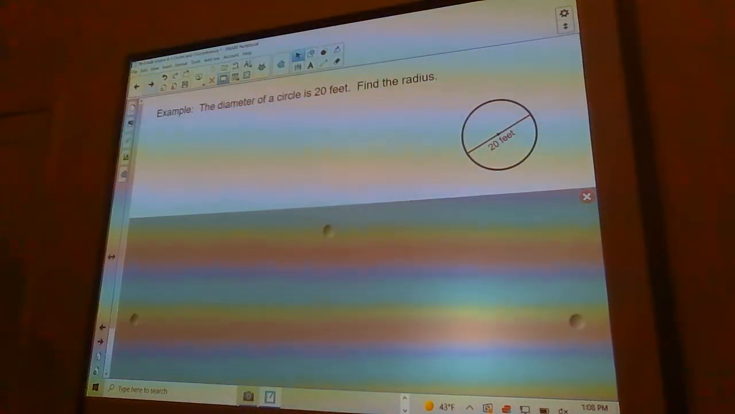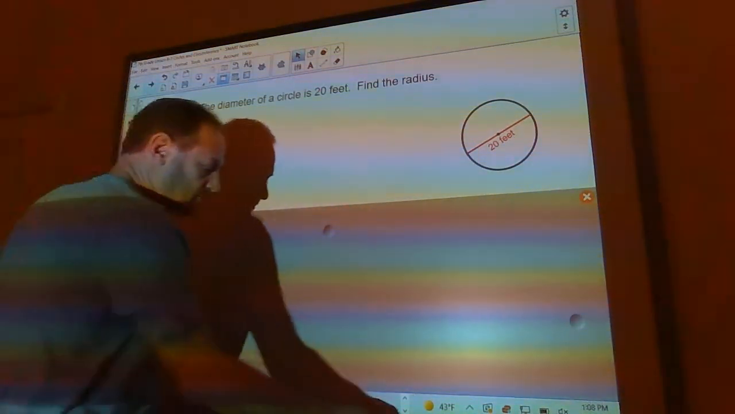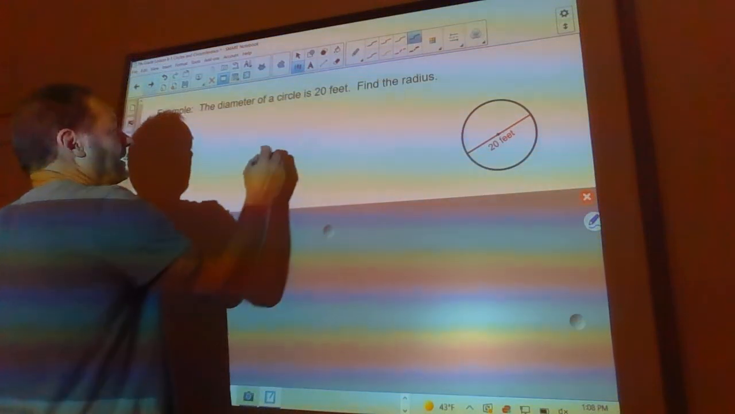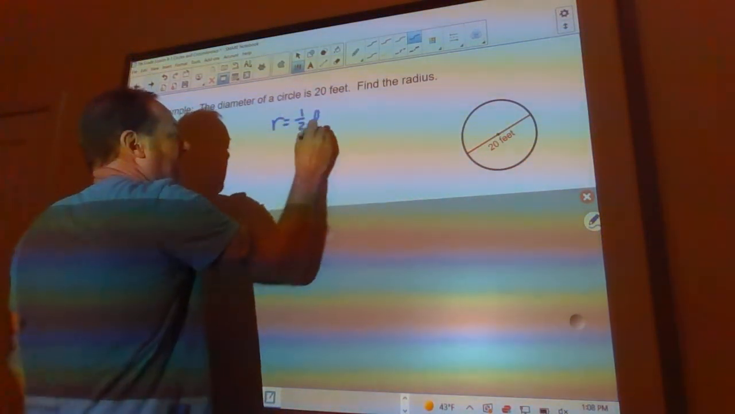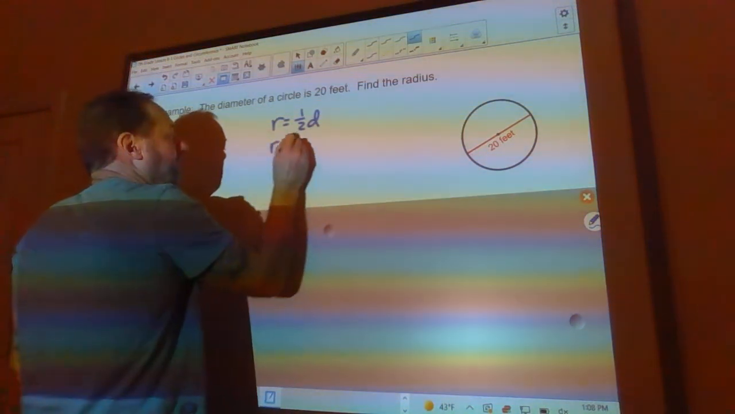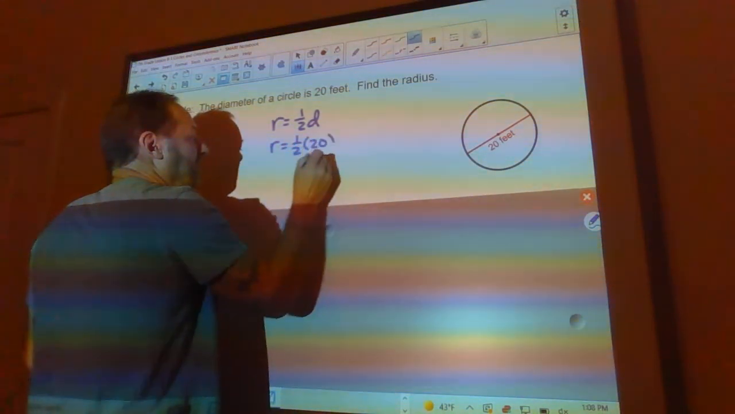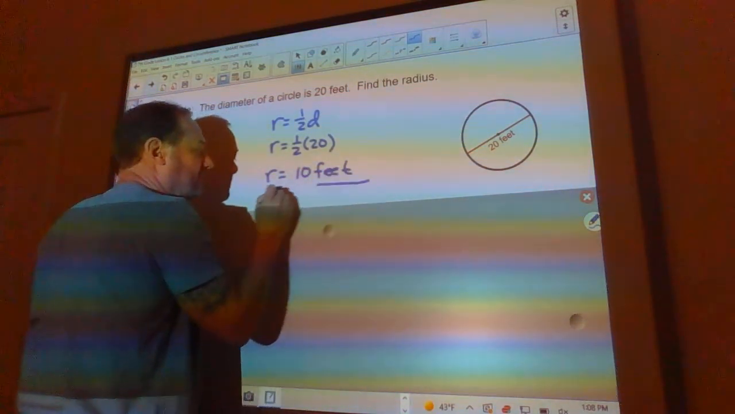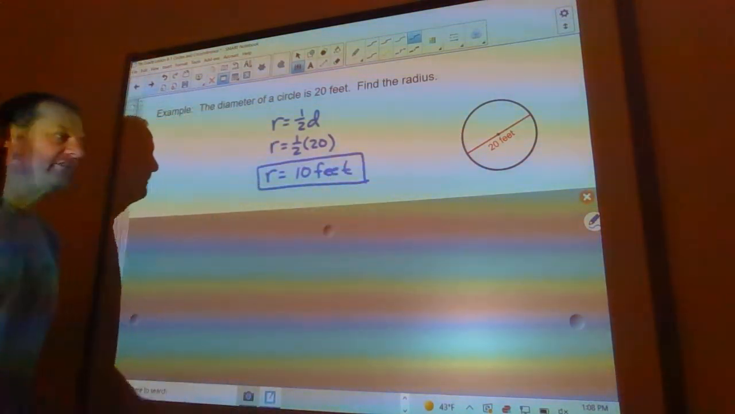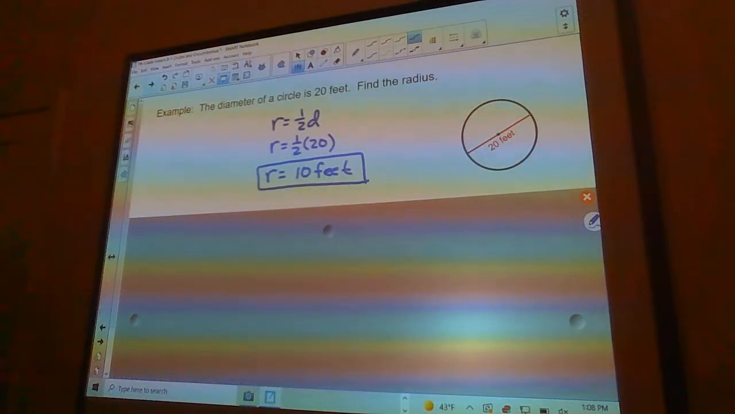Okay, so the diameter of a circle is 20 feet. Find the radius. All right, so remember that the radius is half the diameter, so the radius would be half of 20, and the radius would be 10 feet. Okay, easy enough. You could probably do that in your head.